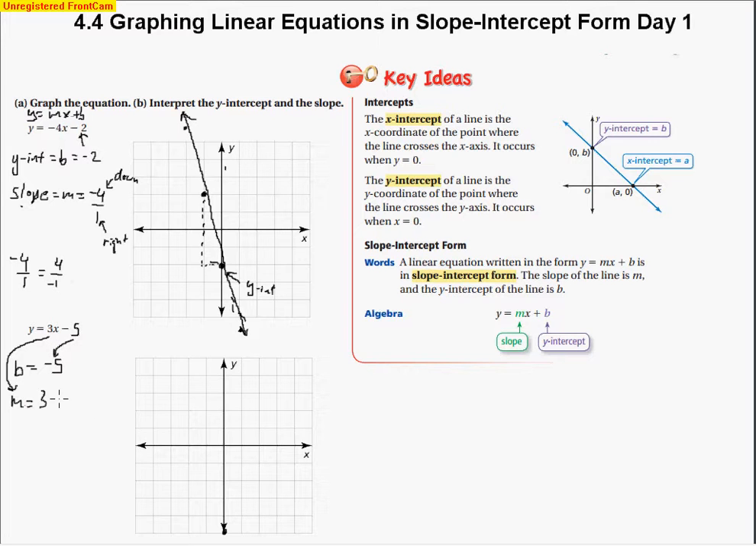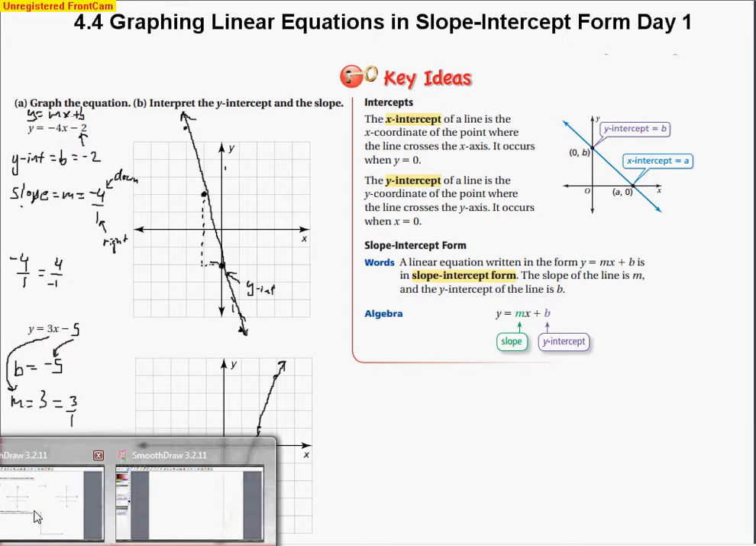I'll treat that 3 as 3 over 1. So I'm starting at negative 5 here, and I'm going to go up 3 spaces, 1, 2, 3, and then over 1 to the right. I can do that a couple more times as well. Then we draw a line between those points. Our line this time is an increasing line, so it's got a positive slope. Notice that when it's positive, it goes uphill from left to right. When it's negative, it goes downhill from left to right.